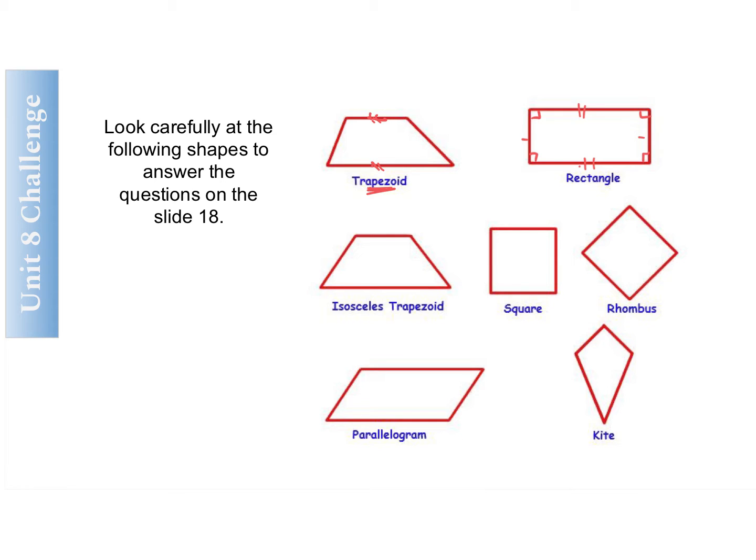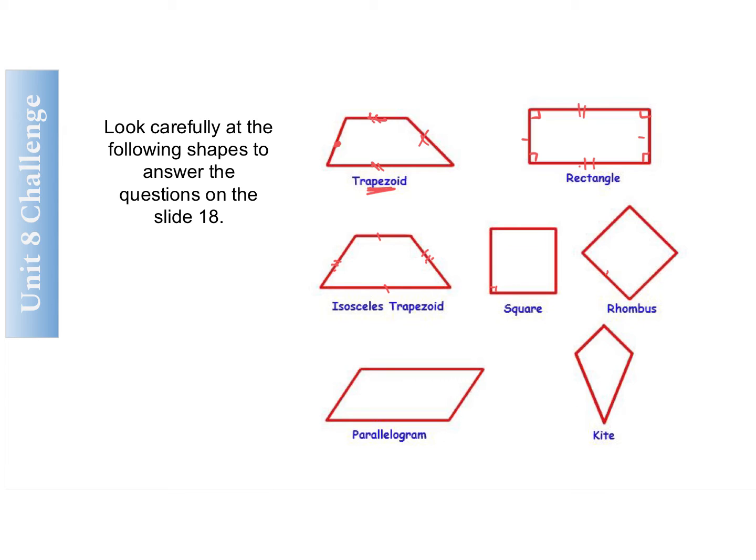Isosceles trapezoid. A trapezoid has two sides parallel, but the other ones also have similar angles. So isosceles is when the other two sides are the same. This side is not the same as this one. In this isosceles trapezoid, they are the same. A square, you know, has four sides the same and all right angles.